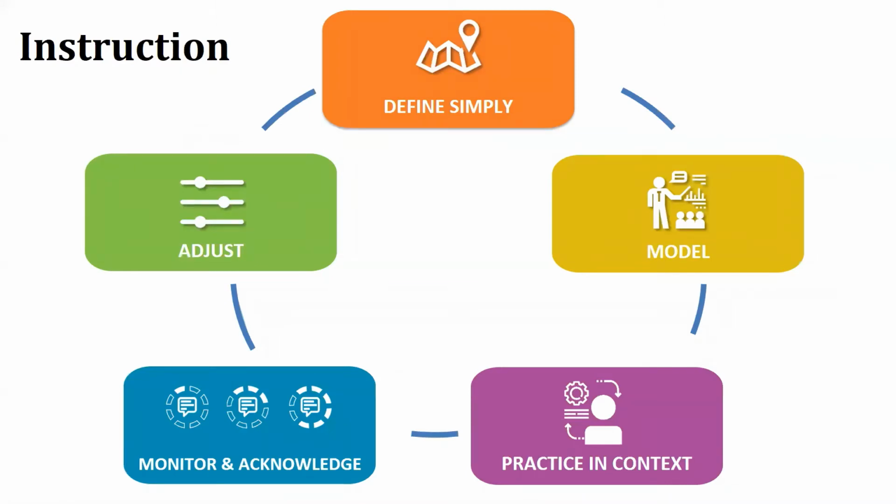Just like teaching academics, we teach behaviors. The instructional cycle includes these 5 phases: define, model, practice, monitor and acknowledge, and adjust. We will be breaking down each of these phases by going over the purpose, what it is, and how to do it.